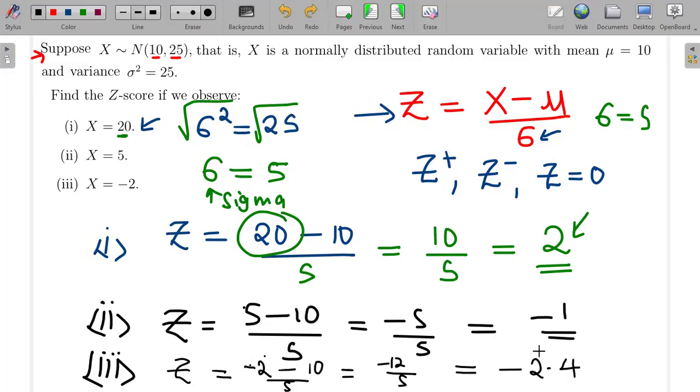What would this mean now? It means that the observed value is 2.4 standard deviations below the mean. So the z-score value for part 3 is -2.4. And we're done with the question. Very easy, very simple to do.